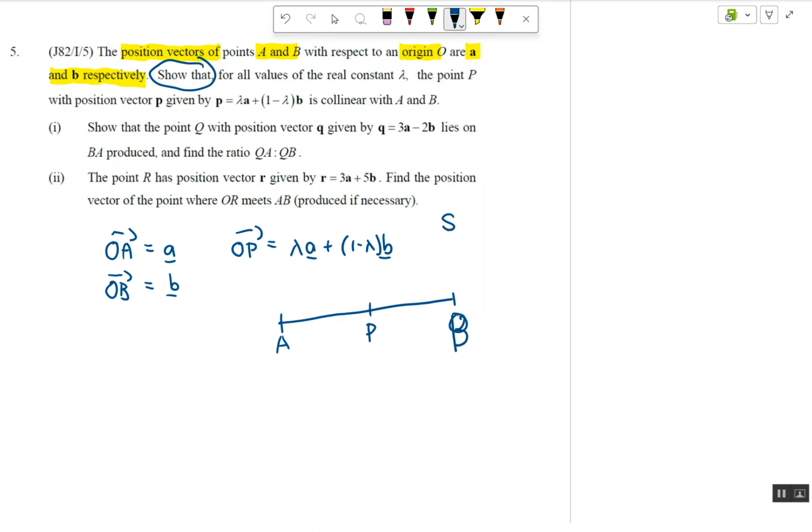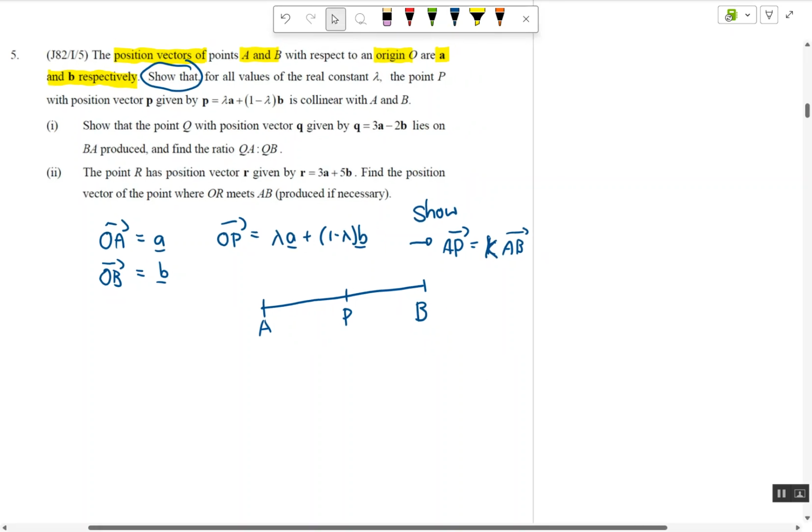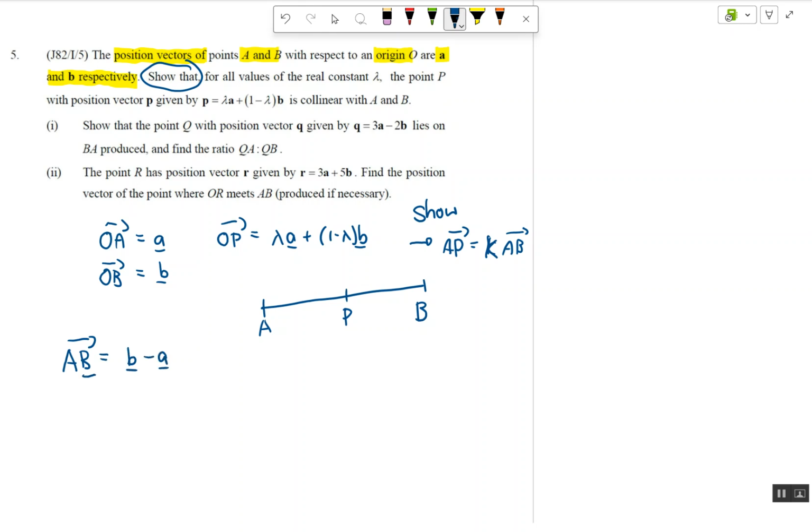So I know that if I want to show this, I have to show that AP, I'm just going to use AP, is equal to, you know the basics, k times AB. In this case I use k. Now, what is k? k is a constant, the constant that I have to determine. So I have these three. First, I find out what is AB. Now remember AB, the behind guy minus the front guy, is just b minus a. So that's AB. Next, I find out what is AP. AP is p minus a.